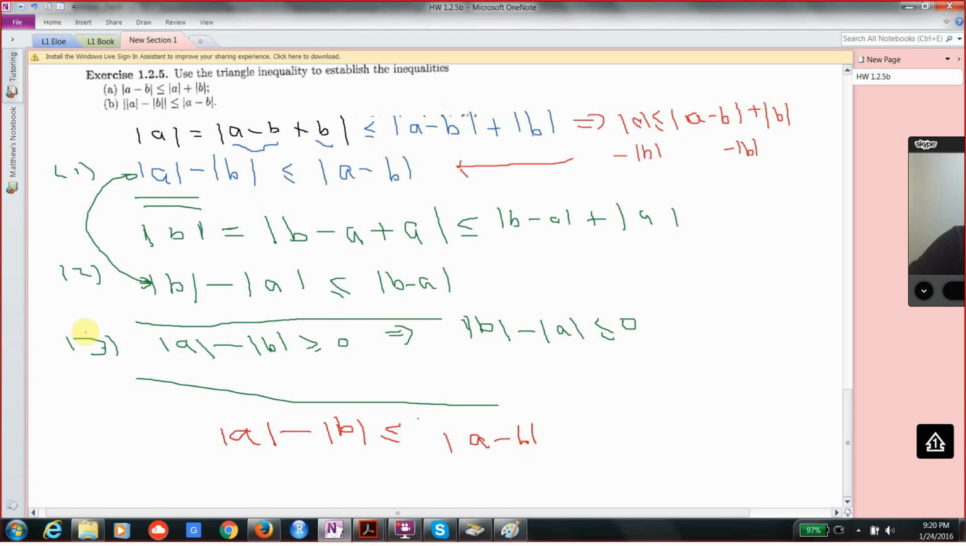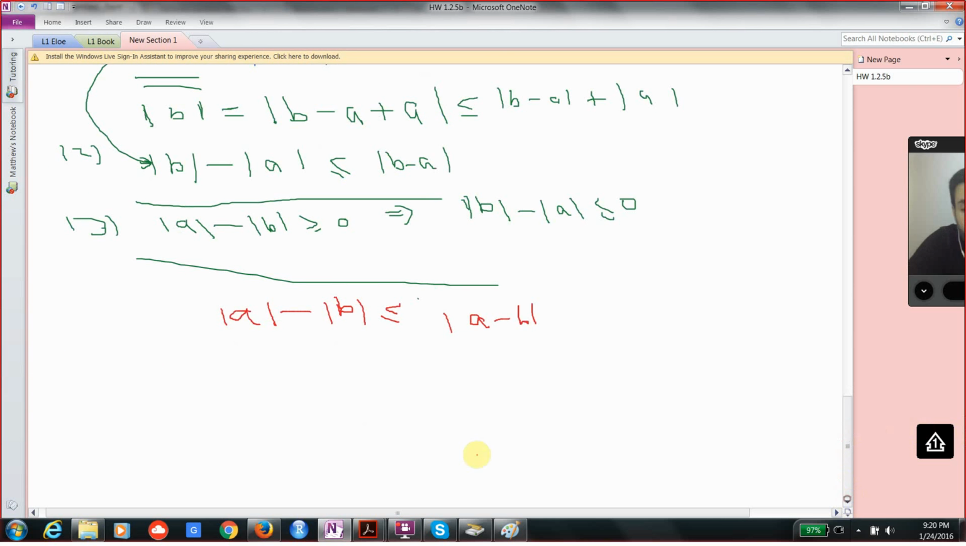And notice that if B minus A is less than or equal to 0, it's also greater than the absolute value of B minus the absolute value of A. So if we assume that this thing is positive, and this is greater than a positive number, then it's definitely greater than a negative, right? That's right. And so it'll also be less than this.